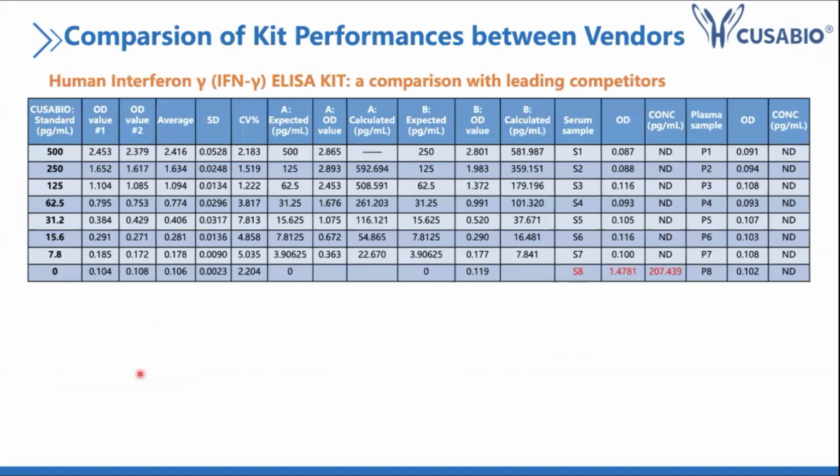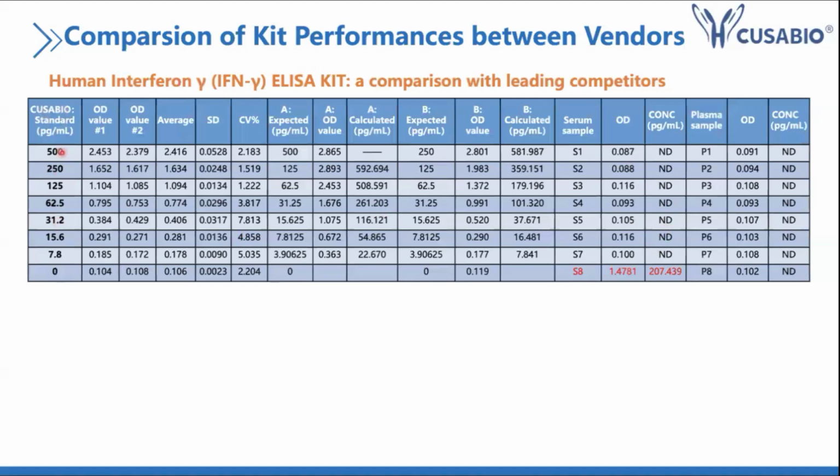And in addition to that, from here, I will show you 2 different cases. Each case is a comparison between the CUSABIO ELISA kit and other kits from other vendors. So basically just a performance comparison. The first case is the human interferon gamma ELISA kit. This is an example plate layout from our comparison experiment.